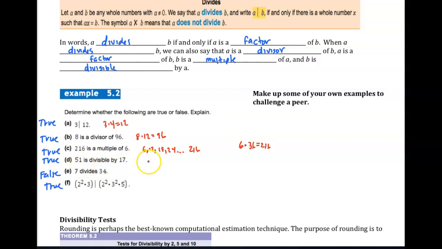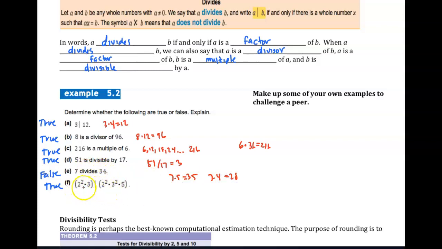Is 51 divisible by 17? Another way to think about it is 51 divided by 17 equals 3. This is true, because 17 times 3 is 51. Now, is 34 divisible by 7? This is false, because it goes into it but doesn't go into it precisely. There's no factor, because 7 times 5 equals 35 and 7 times 4 equals 28, so there's nothing times 7 that equals 34.